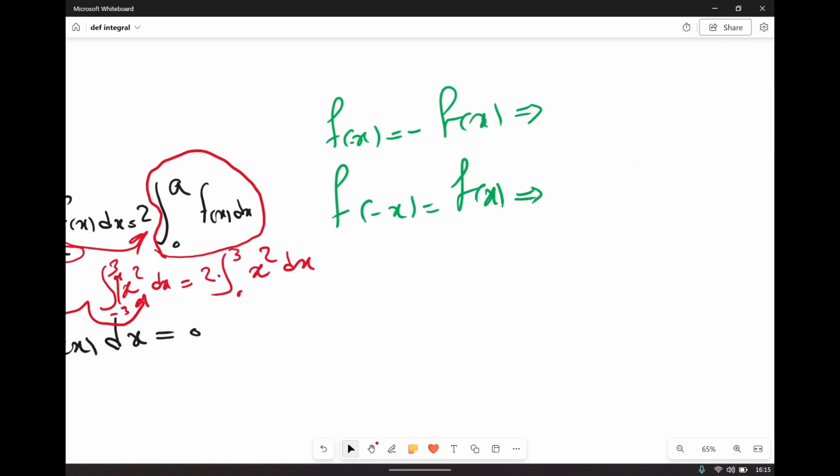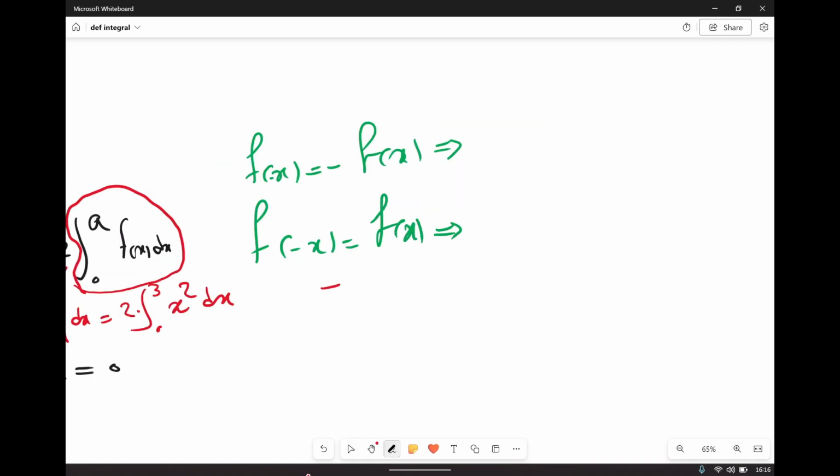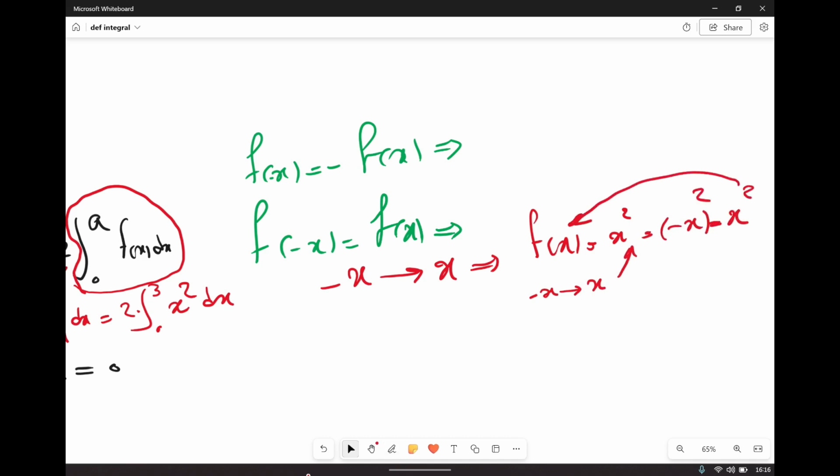Do you know what an even function is? Yes, when you replace x with minus x, your function doesn't change at all. Consider f(x) is x squared. Also, I change x to minus x. Here you see it doesn't change; it is our initial function.